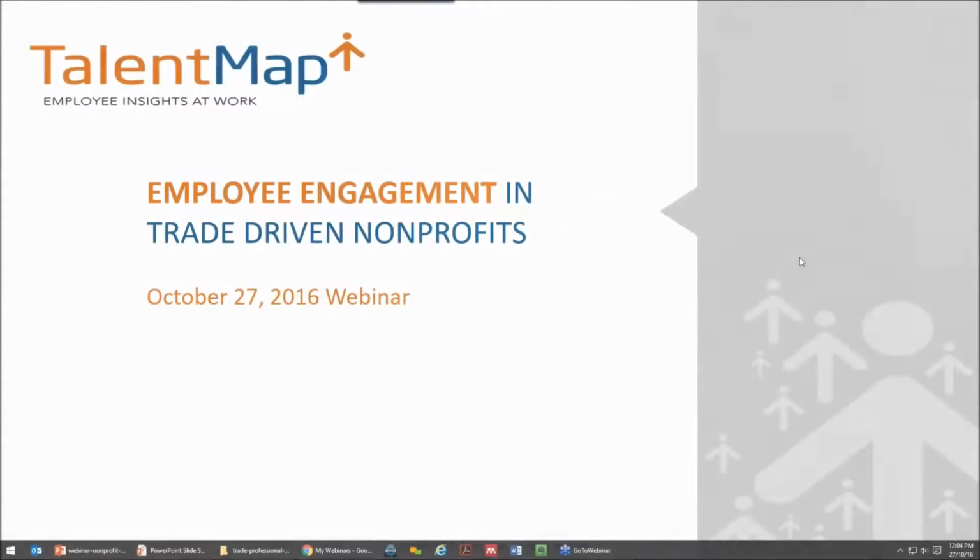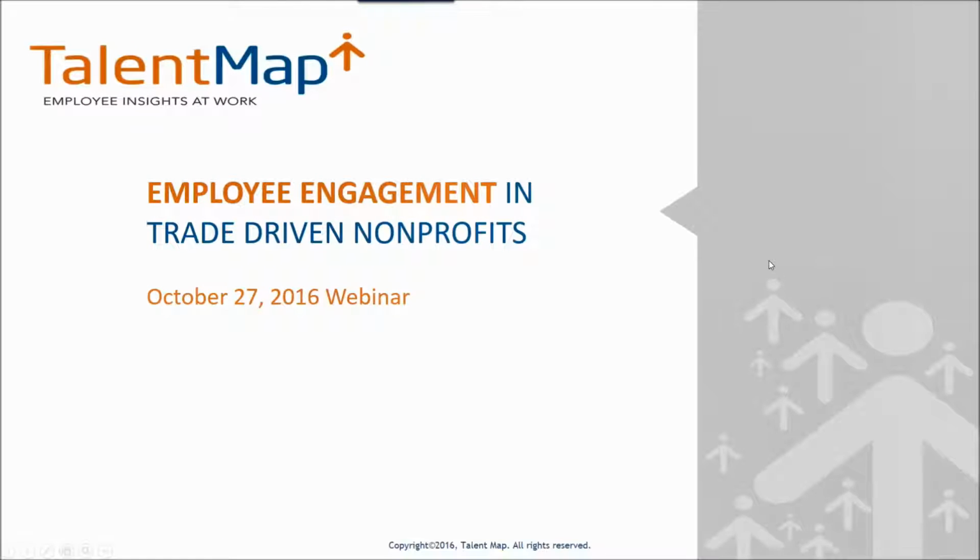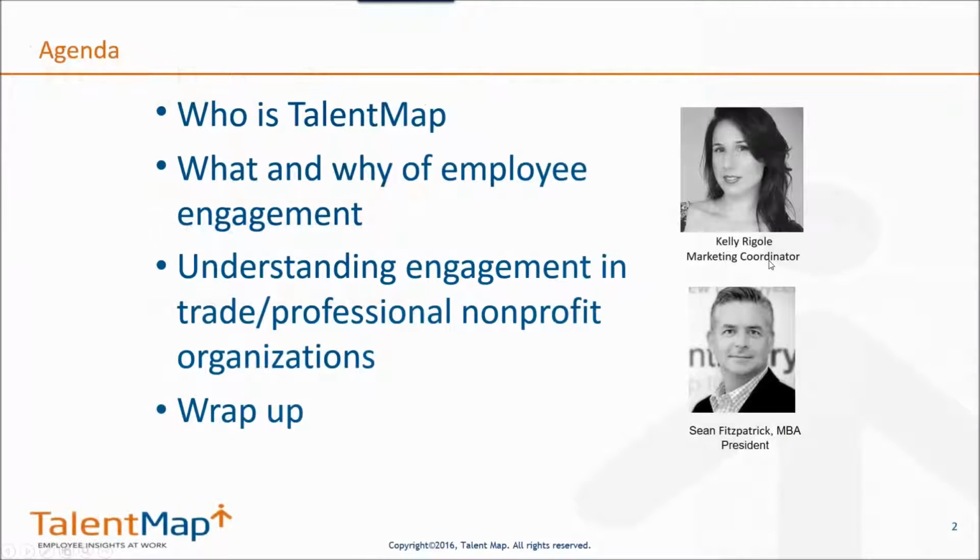Today is the second of a three-part series that we're doing on the not-for-profit industry. Today's topic is employee engagement in advocacy and member-driven organizations. Today, we're going to be discussing topics like who is Talent Map, the what and why of employee engagement, understanding engagement in trade and professional nonprofit organizations, and then we'll have a short wrap-up.